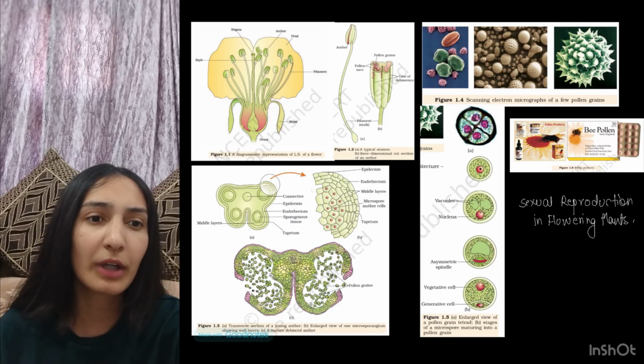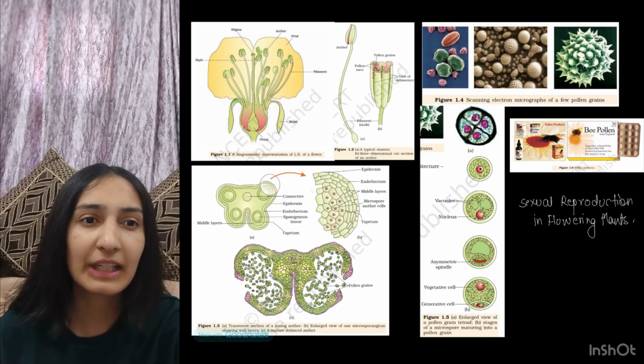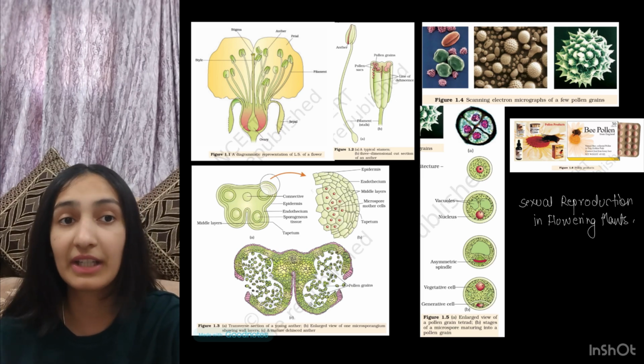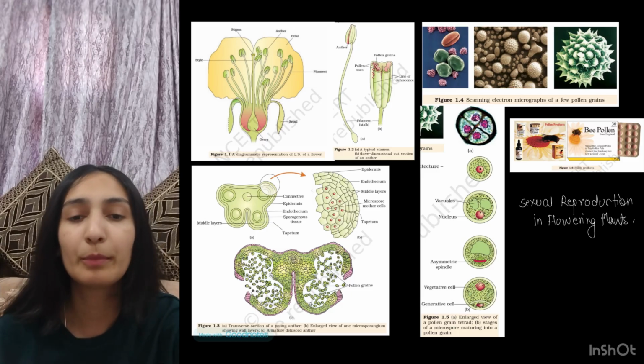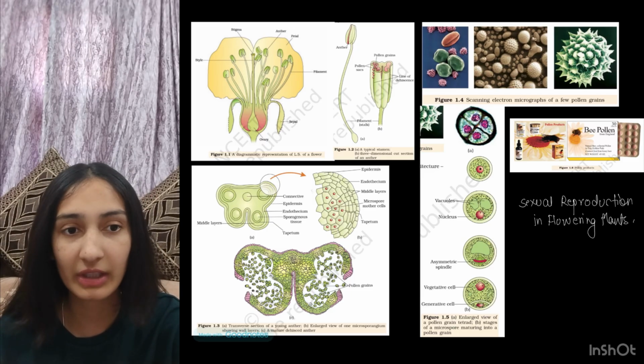Next, in figure 1.4 you can see these are the scanning electron micrographs of a few pollen grains, so you should be able to identify that these are pollen grains. Next, figure 1.5a shows the enlarged view of a pollen grain tetrad. You can clearly see that we have 4 of them, therefore a tetrad.